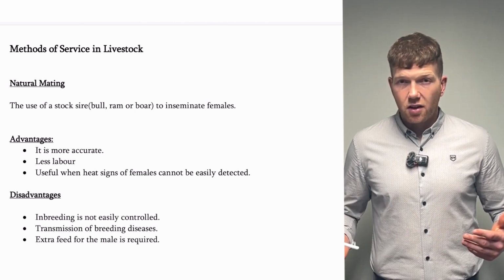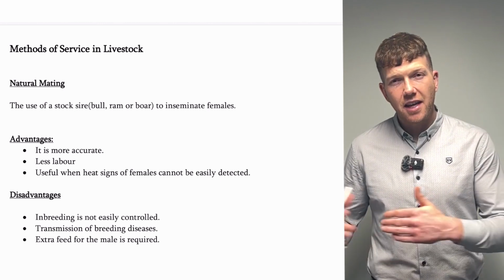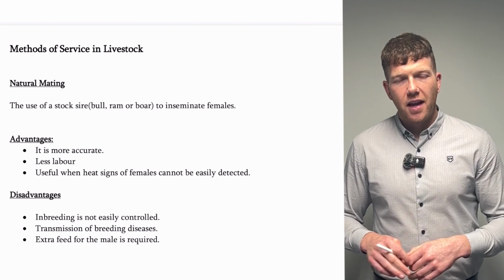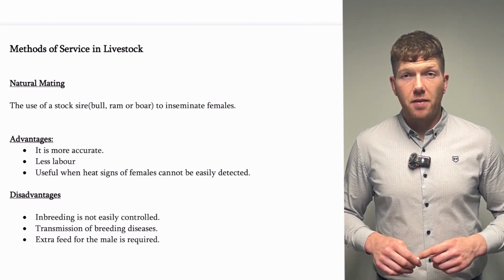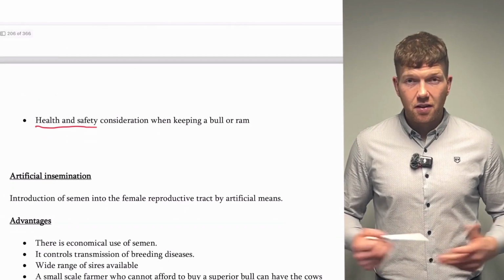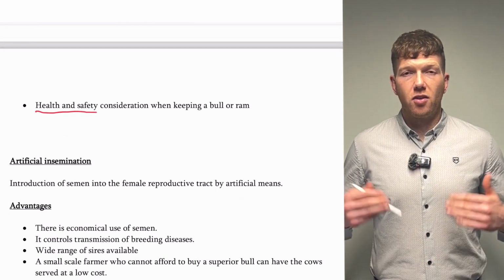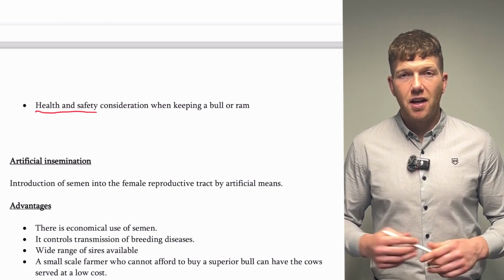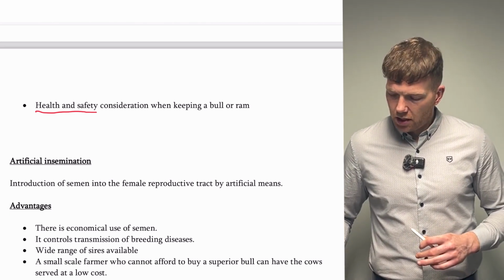Disadvantages: inbreeding is not controlled, transmission of breeding diseases, and extra feed for the male is required, and you have to keep him. If you're looking at a spring calving herd, you have to keep him over the winter. Also the danger of a bull. That's a problem with a lot of farms. So that's the last one, health and safety. It's really important, and something to be really mindful of. You could have a bull that you trust, but then come maybe August, they tend to get a bit bored because they might have all the cows and calves, and they tend to get a bit more aggressive. So it's really important to never really trust the bull.